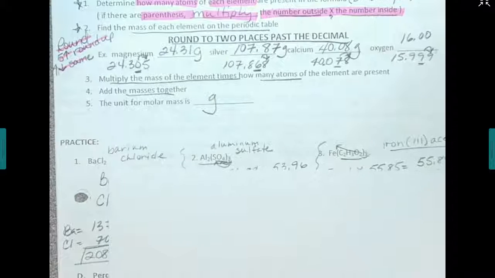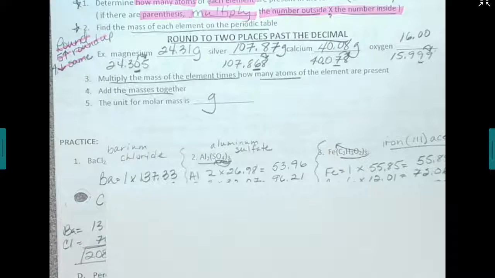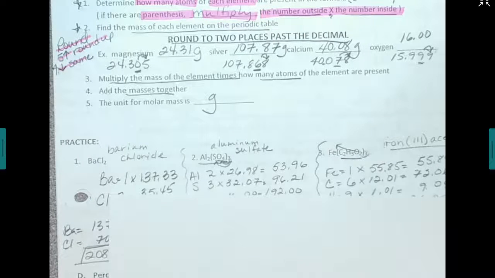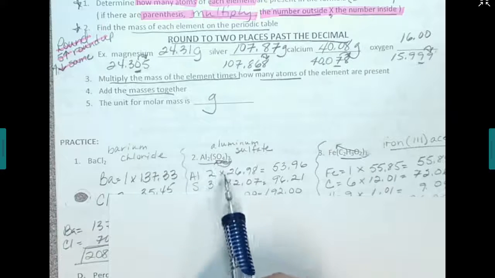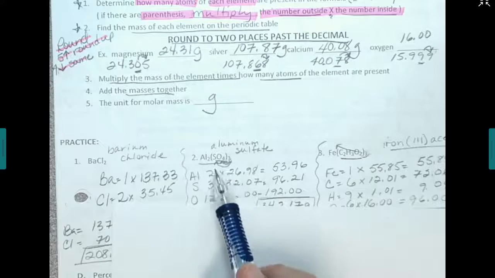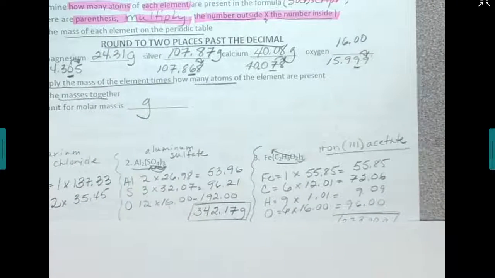The next example was aluminum sulfate. We're going to have to multiply the subscript. So we have 2 aluminums, each one 26.98. We have 3 sulfurs, because 3 times 1 is 3, times 32.07. Oxygen, there's 12 times 16, and we get a molar mass of 342.17 grams.